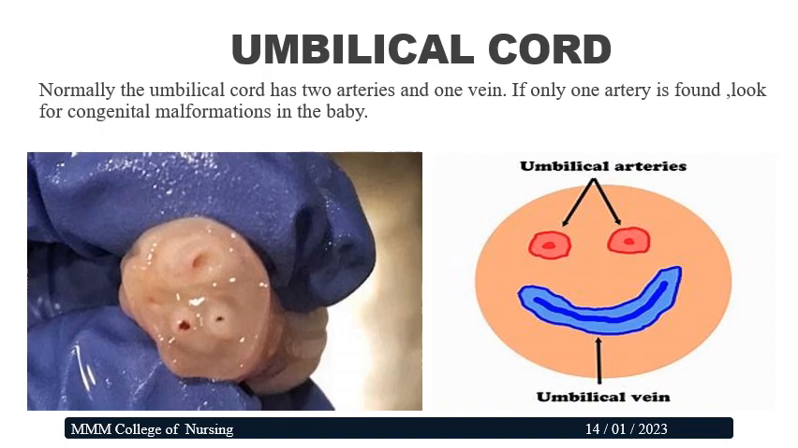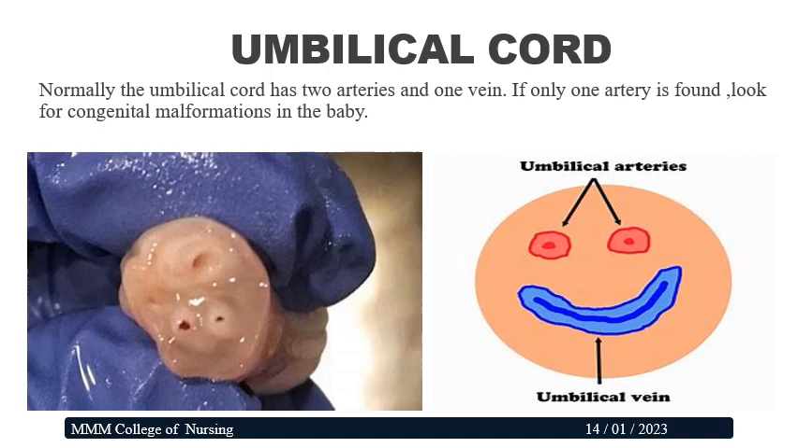The umbilical vein will be the larger blood vessel and the 2 umbilical arteries will be small. And that should be checked for all the babies, presence of 2 umbilical arteries and 1 umbilical vein. If there is a single umbilical artery, then you will have to suspect any congenital malformation in the baby. So this is how you check a cord.